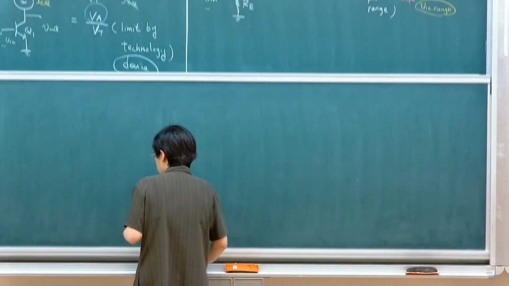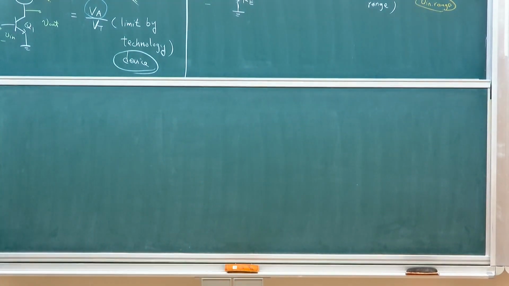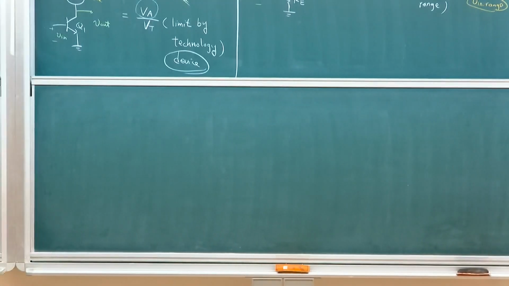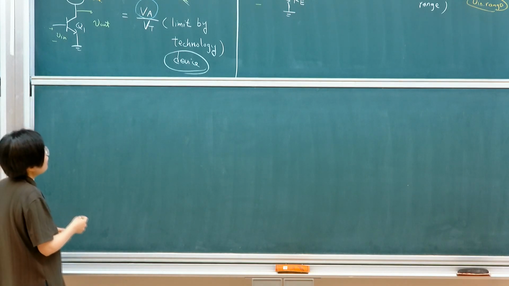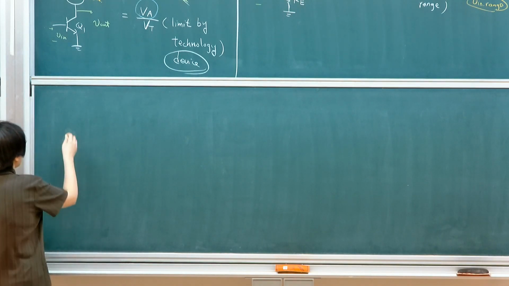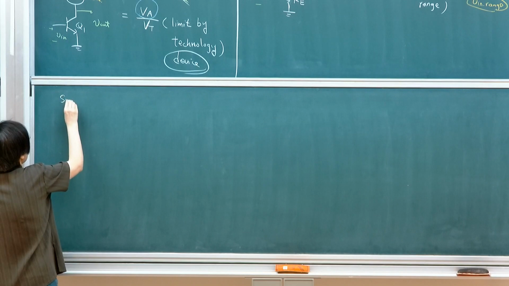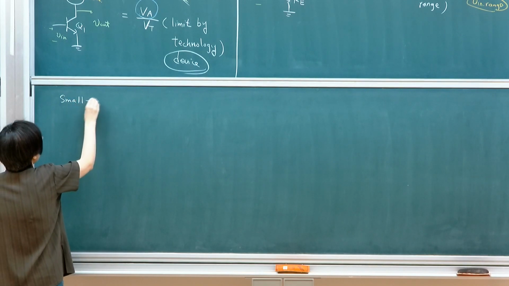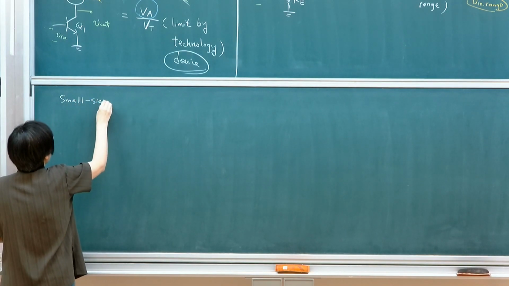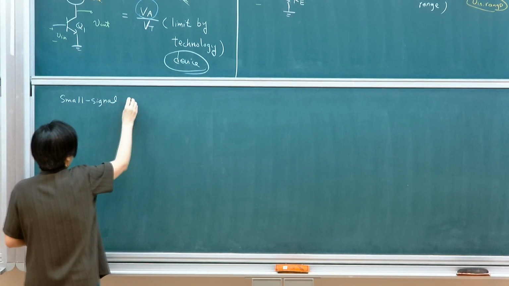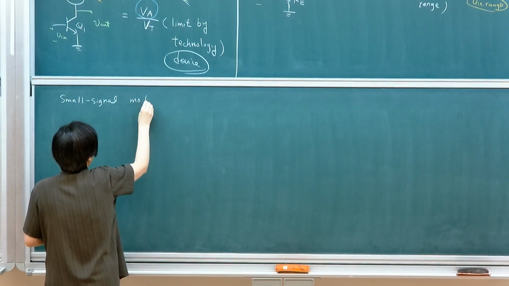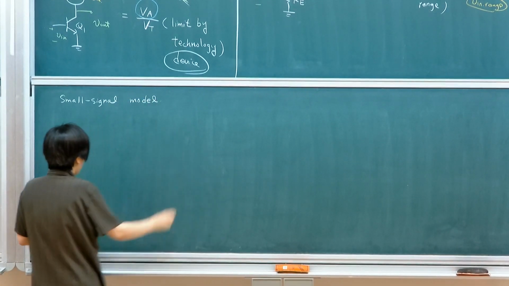So the main purpose of having a degenerate structure is to reduce gain and increase linearity, or increase input range. So let's look at how it behaves in a small signal model. There are various ways of doing this. Let me first follow the textbook.